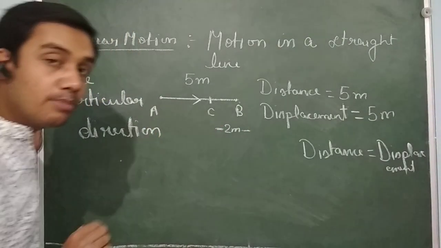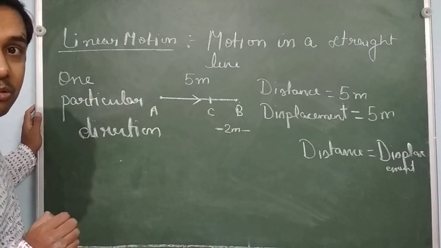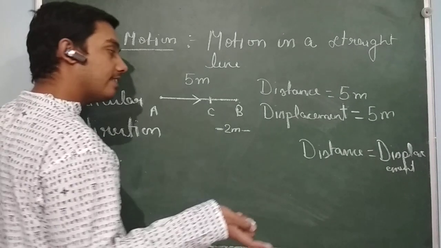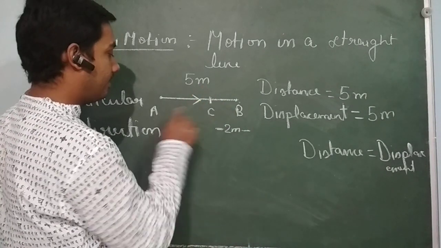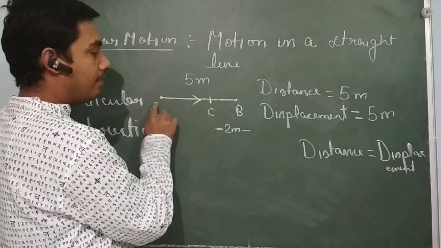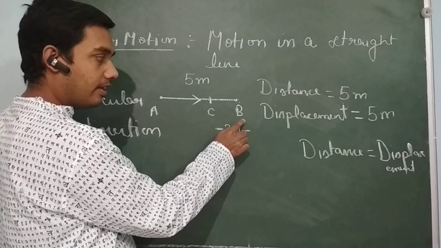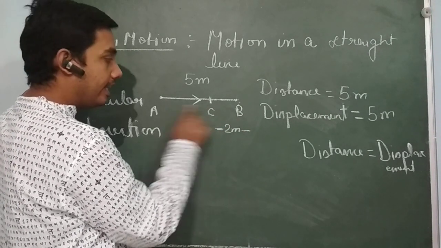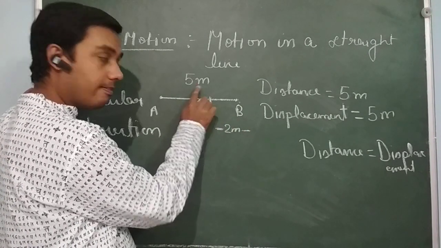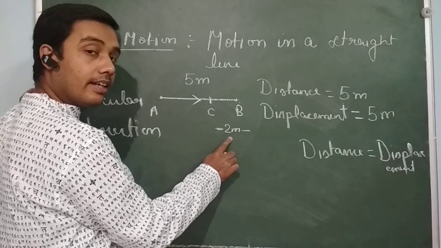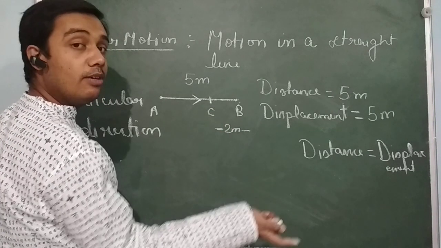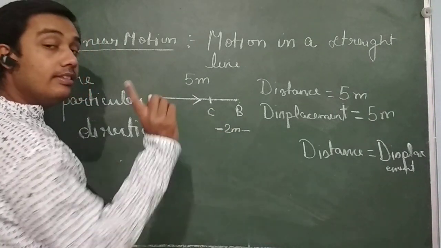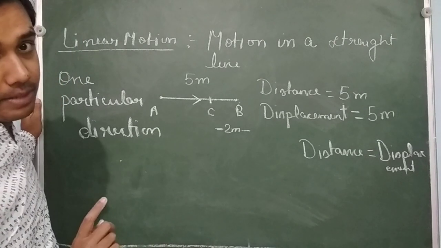अब किसी ने मुझसे पूछा भैया आपका डिस्टेंस कितना हुआ. सिंपल सा डिस्टेंस कैसे निकालना है, ऐड द लेंथ ए बी. पहले मैं ए से बी गया, फिर बी से सी आया. ए से बी का लेंथ कितना है 5, बी से सी तक का लेंथ कितना है 2, 5 + 2 कितना हो गया 7. सो डिस्टेंस कवर्ड बाय मी इज 7 मीटर.